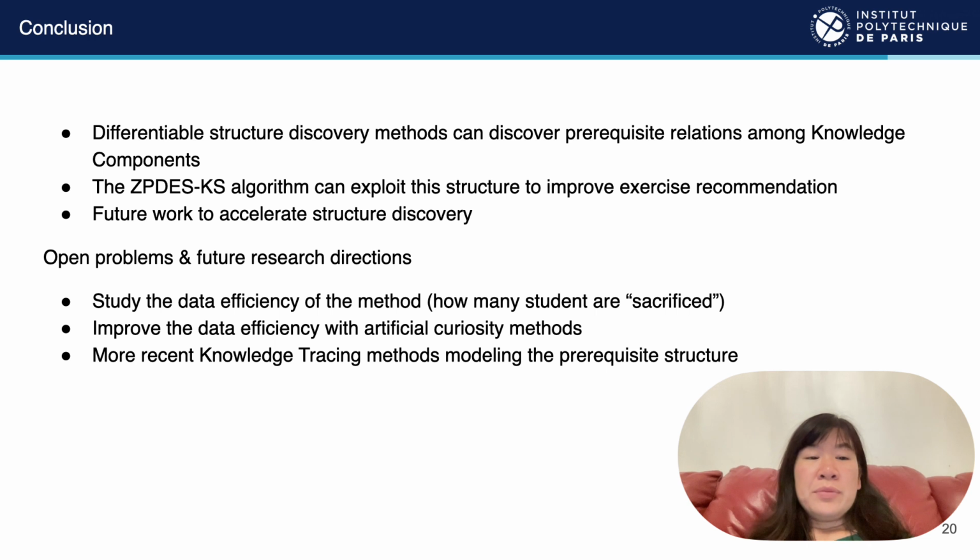First, we want to study the data efficiency of the method, how many students need to be sacrificed to get data, exploratory data, from which we can learn the knowledge structure. Second, we need to improve the data efficiency for artificial curiosity methods. And third, we need more recent knowledge tracing methods modeling the prerequisite structure to improve our algorithms.